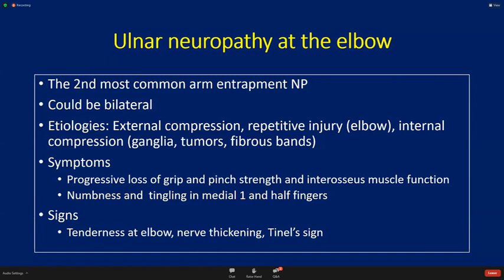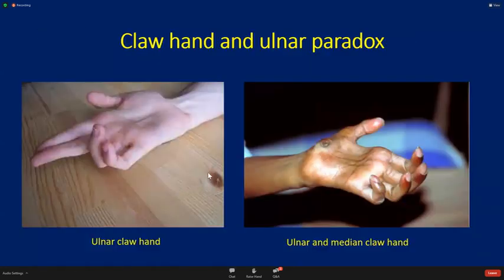be affected. So ulnar neuropathy at elbow is the second most common entrapment neuropathy. It is more commonly bilateral than unilateral when it occurs as a part of entrapment syndrome. The most common etiology is external compression, either due to repetitive injury or due to putting a cast or some other particular maneuvers. Can also be due to internal compression due to ganglia, tumors, or fibrous bands. They usually have both motor and sensory symptoms in the form of weakness of the ulnar innervated muscles and tingling and numbness of the medial 1.5 fingers. They usually also have tenderness at the level of elbow, along with nerve thickening and Tinel sign at that level.